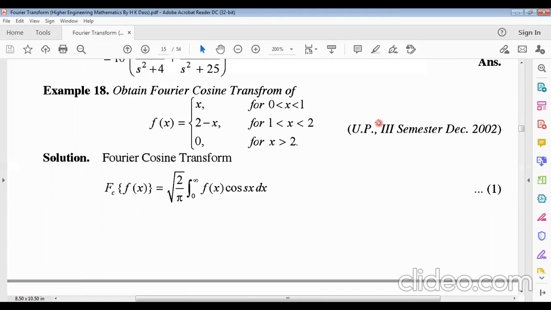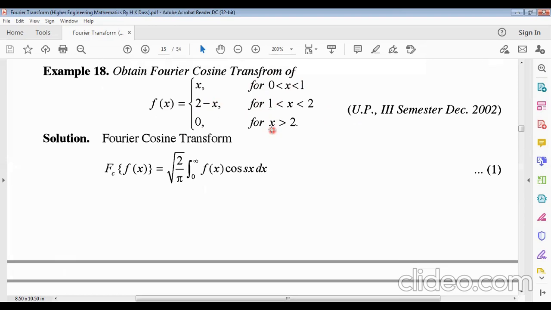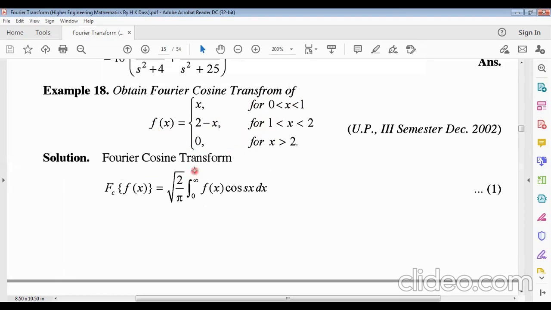Now obtain the Fourier cosine transform for this discrete function. f of x equals x for 0 less than x less than 1, and f of x equals 2 minus x for 1 less than x less than 2, then f of x equals 0 when x is greater than 2. So there are three function values. Okay, now we have to find the Fourier cosine transform of this.